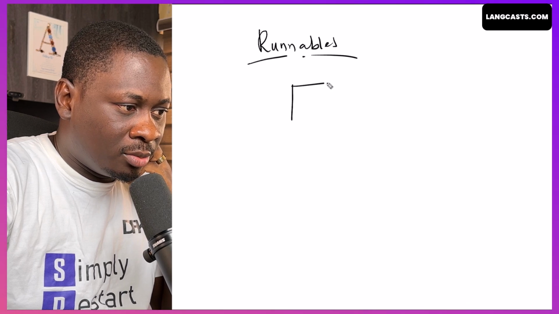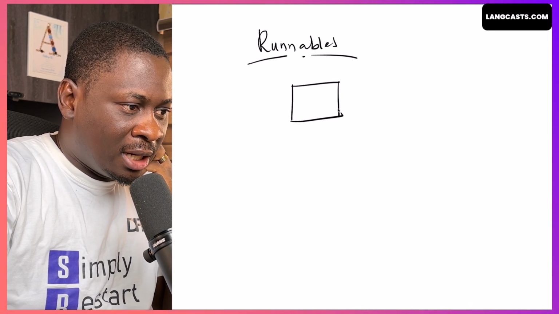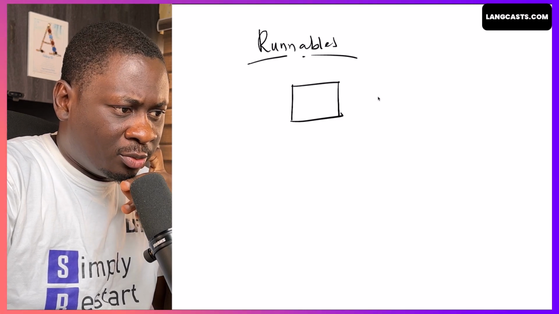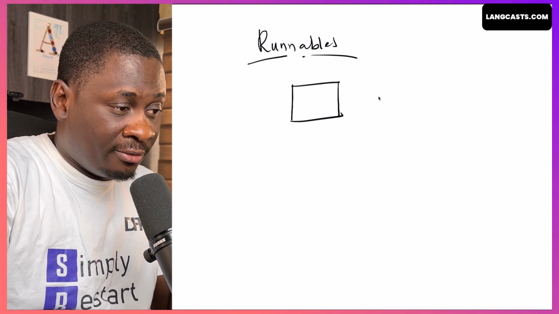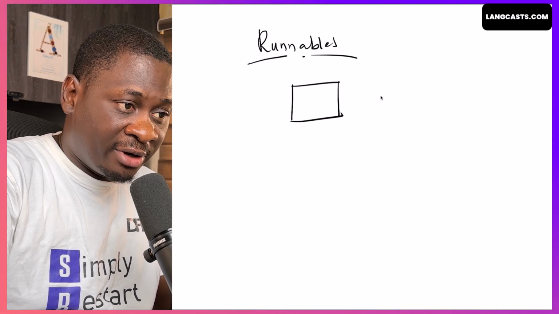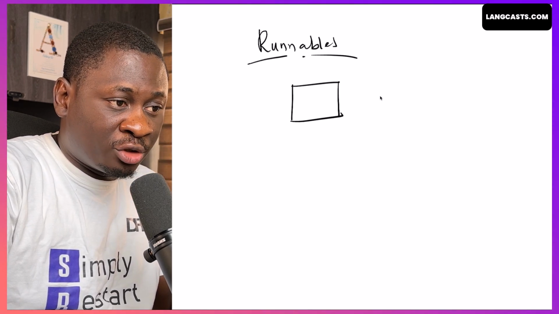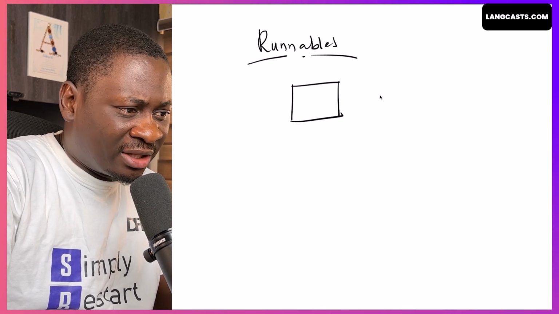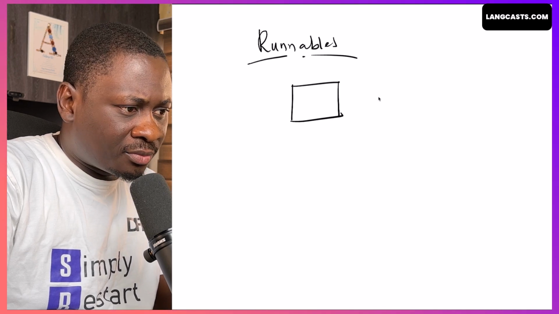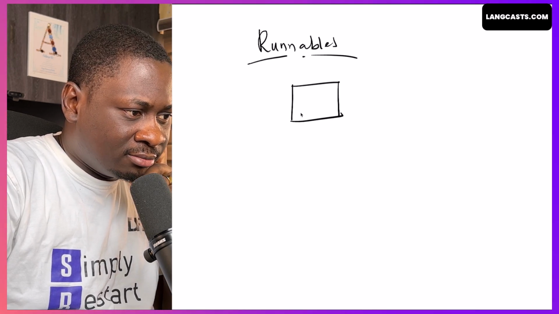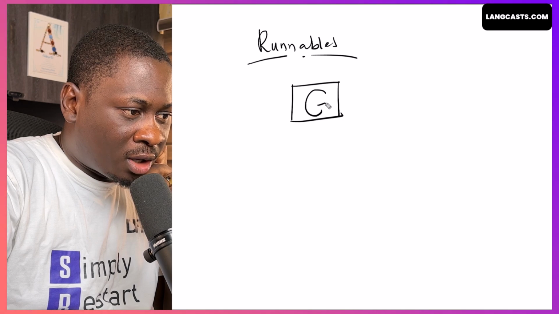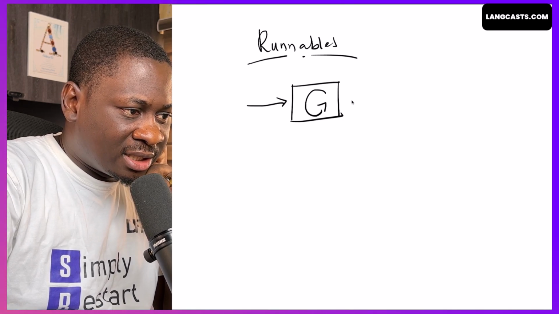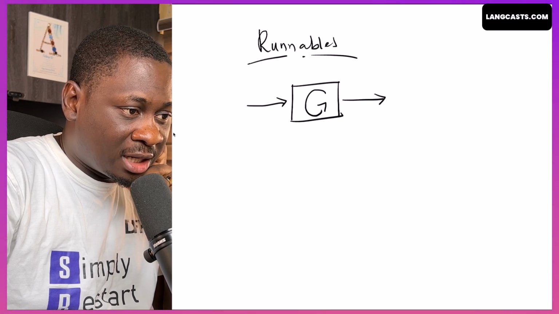So let's say this is a runnable, and it can be anything. Different components in LangChain implement the runnable interface: prompt templates, chat models, retrievers, output parsers, document loaders. Almost everything in LangChain implements the runnable interface. And like I said, a runnable represents a unit of work in LangChain. It is basically something that takes an input and generates an output.